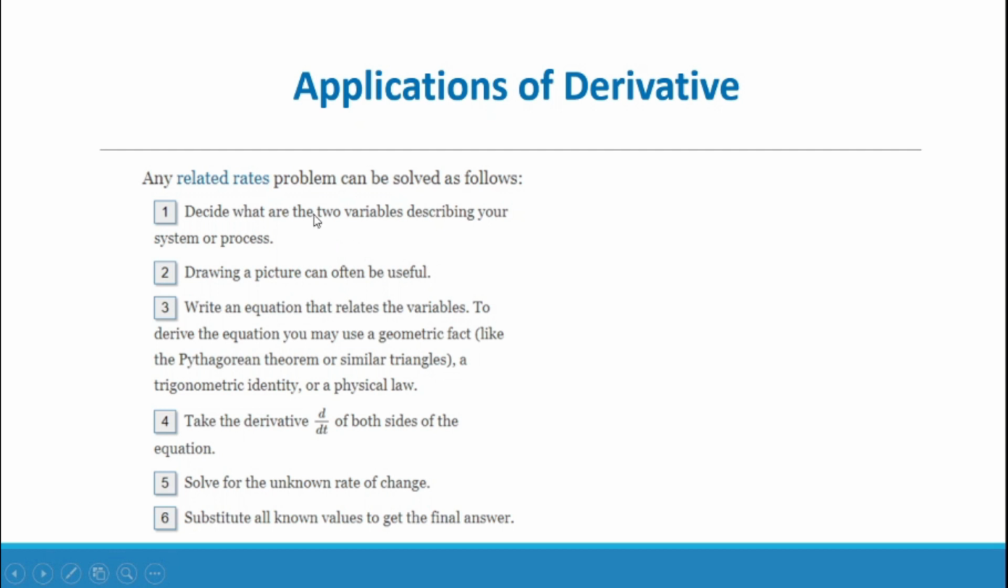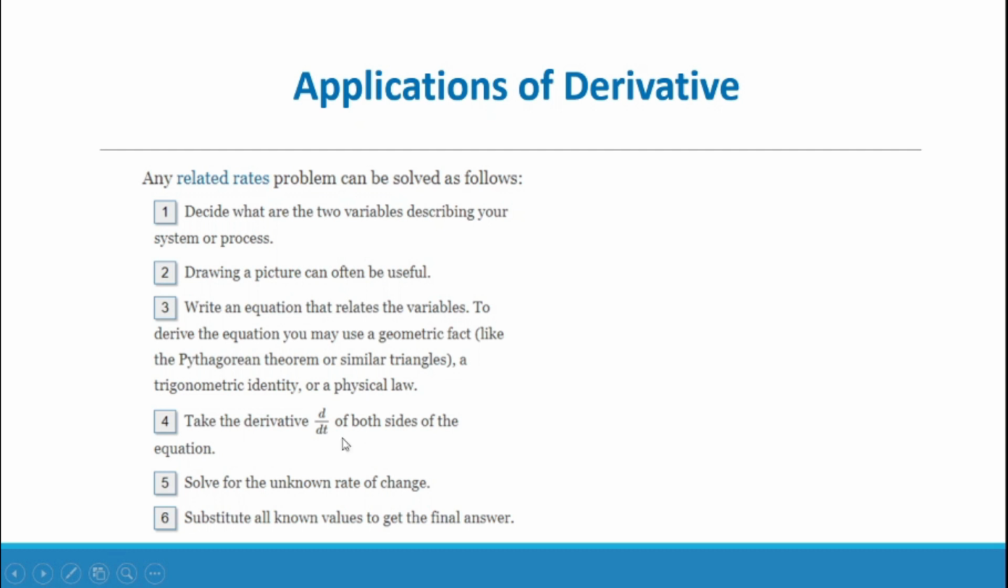Any related rates problem can be solved as follows. 1. First, decide what are the two variables describing your system or process. 2. Drawing a picture can often be useful. 3. Write an equation that relates the variables. To derive the equation, you may use a geometric fact like the Pythagorean theorem or similar triangles, a trigonometric identity, or a physical law.